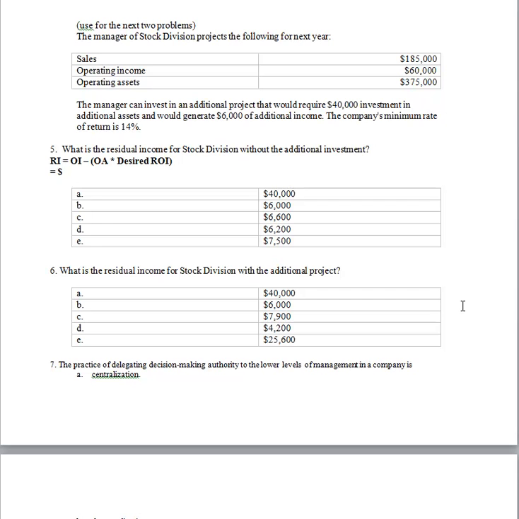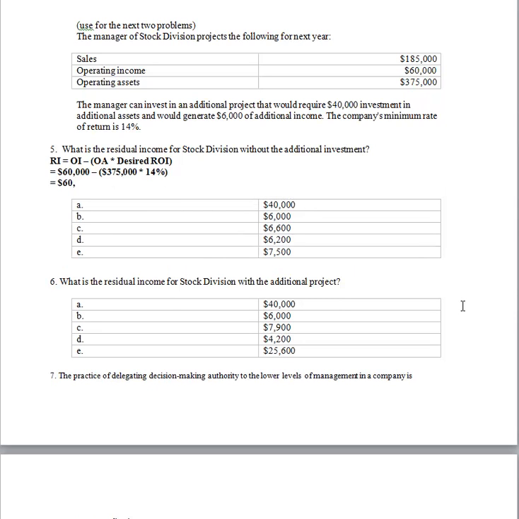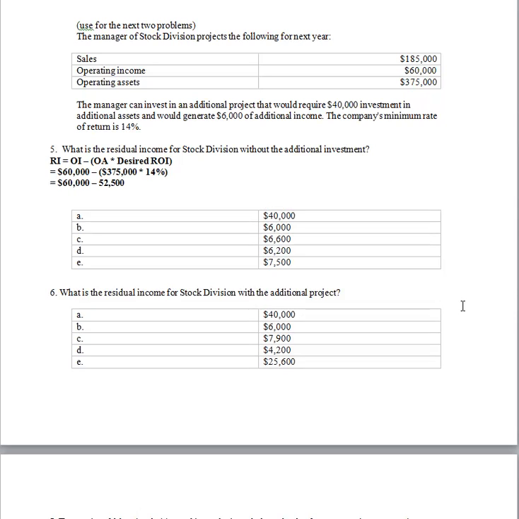So to calculate residual income, we want to take your operating income. So your original operating income is $60,000. Original operating asset is $375,000. It tells us that our minimum rate of return is 14%. So the 52.5 is basically just indicating that this is the minimum amount of income that we want the asset to generate. But this asset is actually generating $60,000, so that's a good thing, right? We are generating $7,500 of income above and beyond what the company requires. So it's the residual, it's the extra income that we're earning.